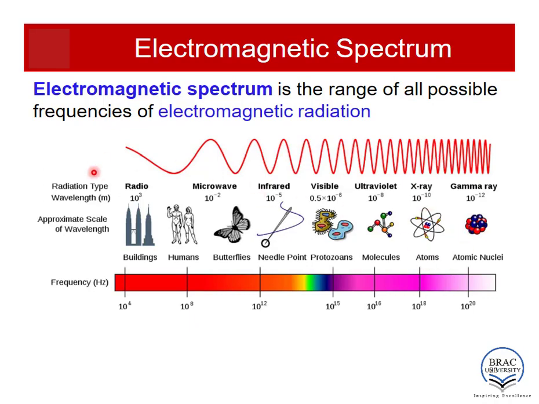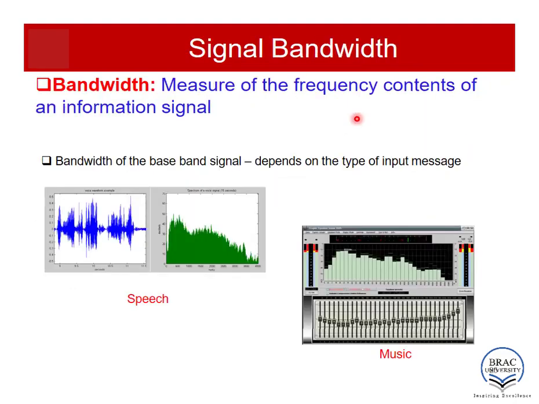We are actually familiar with this spectrum from a very early age. Low frequency signals such as radio signals have high wavelength, and as the wavelength decreases, frequency increases, and gamma ray has the highest frequency. Visible light is actually a small portion of this electromagnetic spectrum. Okay, now a new topic, signal bandwidth.